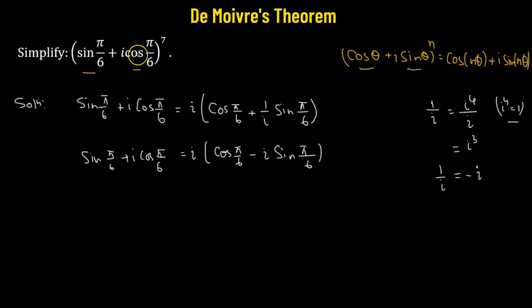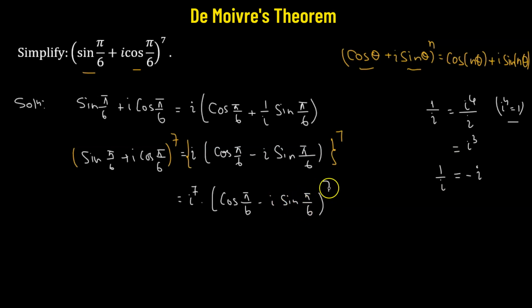Now since this value is raised to the power of 7, let's raise to the power of 7 the expression on the right hand side, which will give us iota raised to the power of 7 multiplied by (cosine of pi over 6 minus iota times sine pi over 6) whole raised to the power of positive 7. Now iota raised to the power of 7 is equal to iota raised to the power of 4 times iota cubed. Iota raised to the power of 4 being 1, we have iota cubed, which is negative iota. So we can replace iota raised to the power of 7 with negative iota.